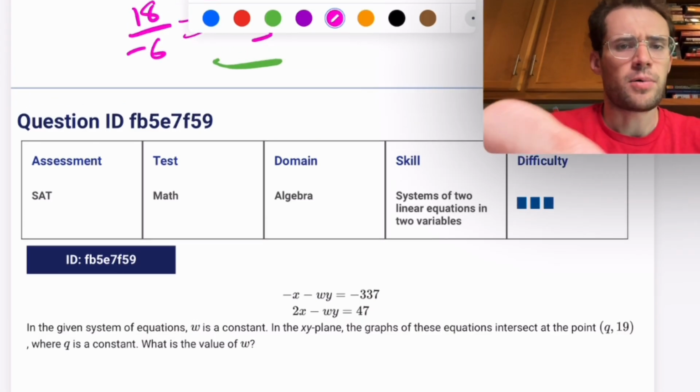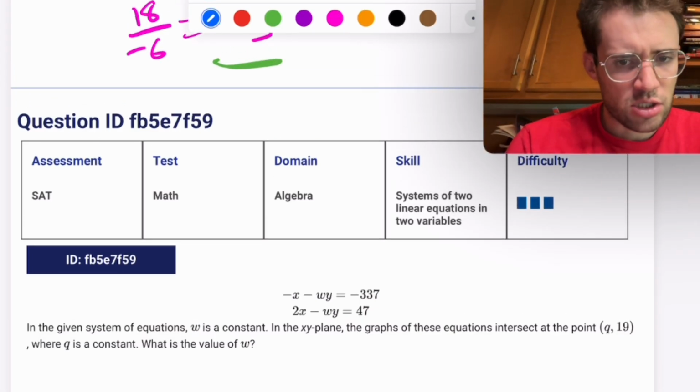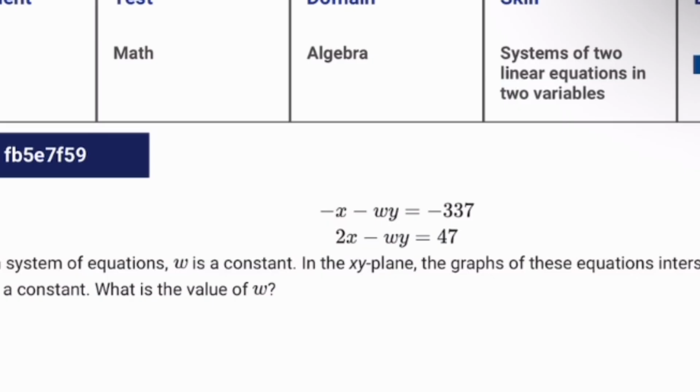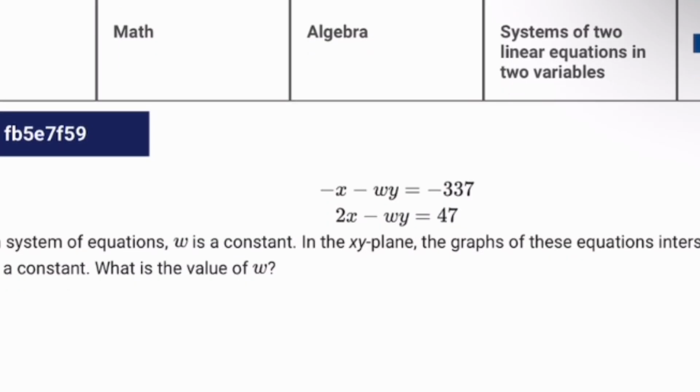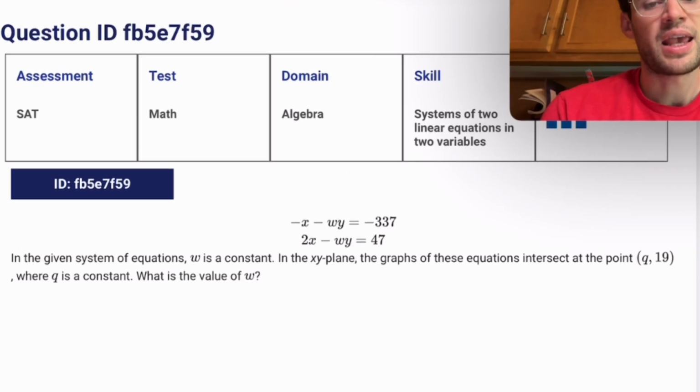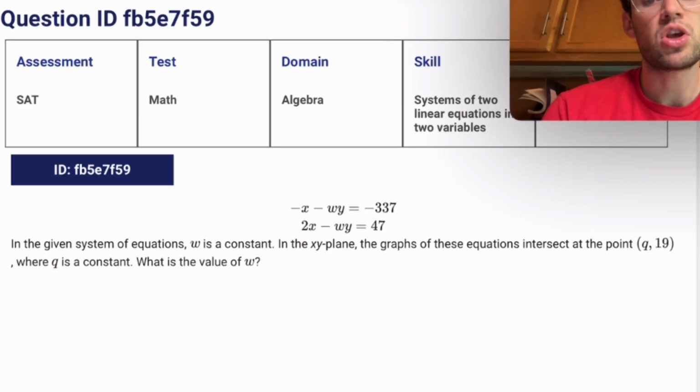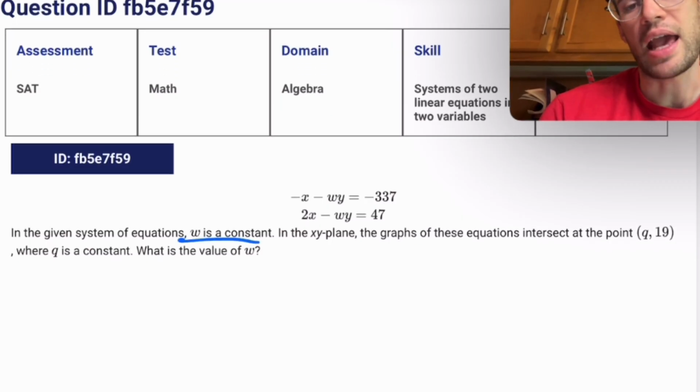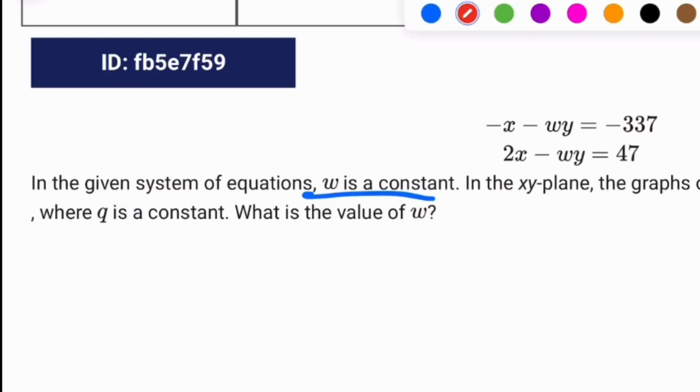All right, this second one that they added here, we've got two equations, negative x minus wy, so w is your coefficient there, you could think of it as negative w, I guess, equals negative 337, and 2x minus wy equals 47. In the given system of equations, w is a constant. In the xy plane, the graphs of these equations intersect at the point q, comma 19, where q is a constant. What is the value of w?